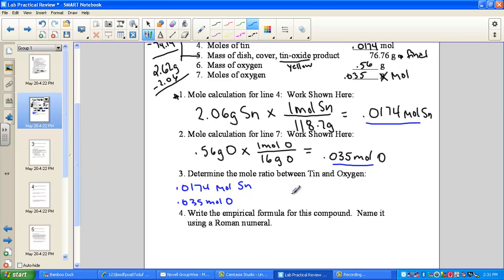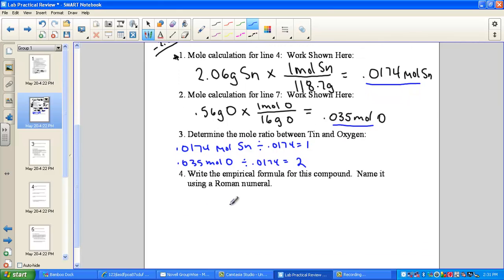oxygen. We want to turn those into a formula, and the way that we've learned that is to divide both through by the smallest number, so it becomes the 1. How many times does our smaller number go into the larger number? 0.35 is the larger number. I'll divide that out by 0.174, and I find a number 2.01. So I'll call that 2. Our mole ratio is 1 mole of tin for every 2 moles of oxygen. We'll then be asked to simply write the formula. 1 mole of tin with every 2 moles of oxygen is SnO2.